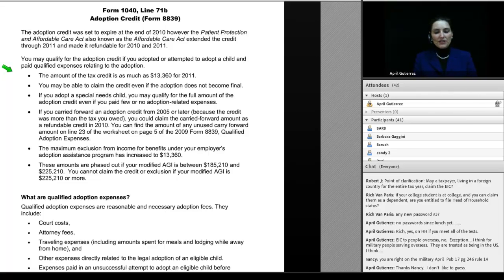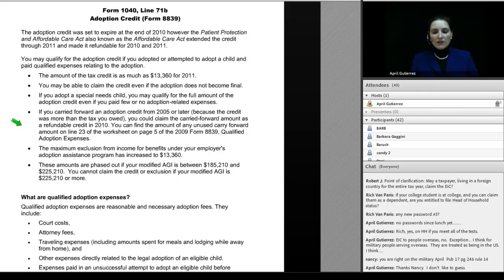Okay, so let's talk about the rules for the adoption credit. You may qualify for the adoption credit if you adopted or attempted to adopt a child and paid qualifying expenses relating to the adoption. The amount of the credit is as much as $13,360 for 2011. You may be able to claim the credit even if the adoption does not become final. If you adopt a special needs child, you may qualify for the full amount of the adoption credit even if you paid few or no adoption-related expenses.